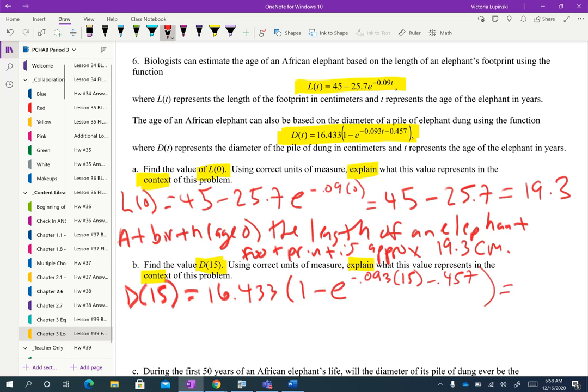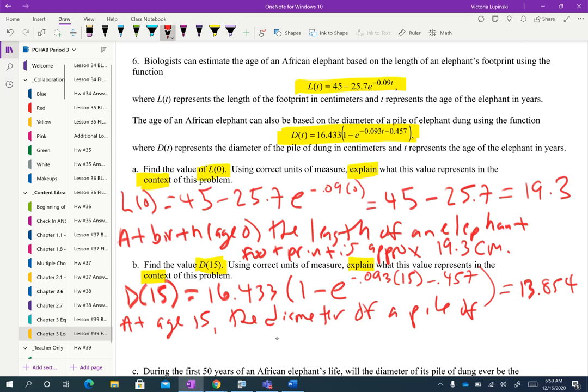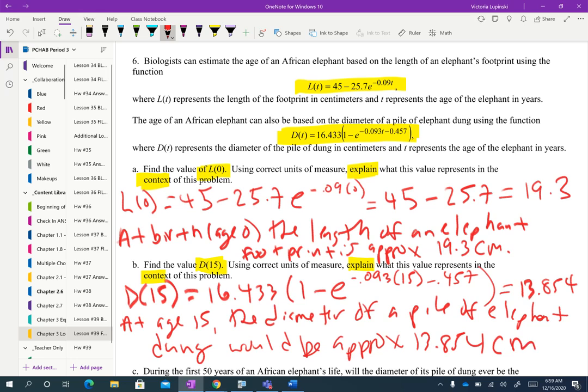And then again, in terms of how much calculation you actually show, it would vary. But that would be equal to, if you did it very carefully, 13.854. So again, to get that second point, you would have to say at age 15, the diameter of a pile of elephant dung would be approximately 13.854 centimeters. And again, you should round to 3 decimal places where appropriate.